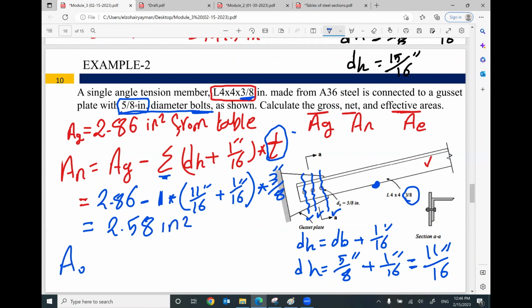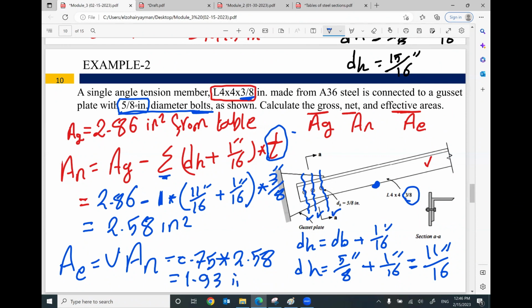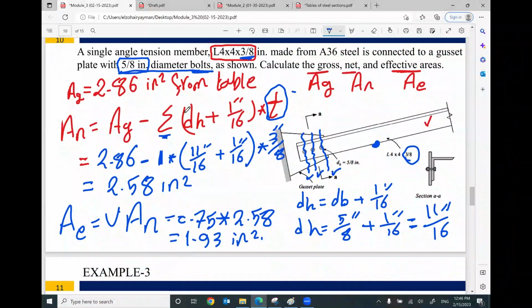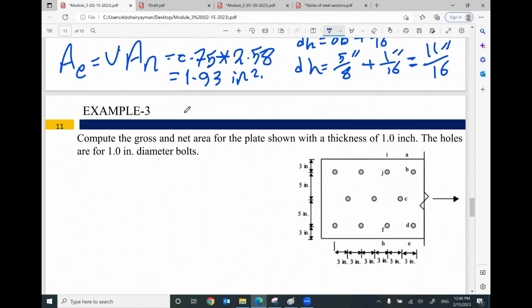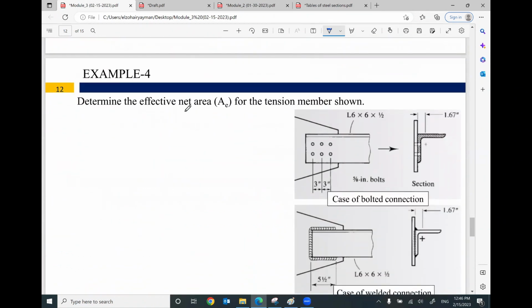Area effective equals U times area net. I'm going to assume U is 0.75 times area net 2.58. Your area effective will be 1.93 inches square. Looks good.